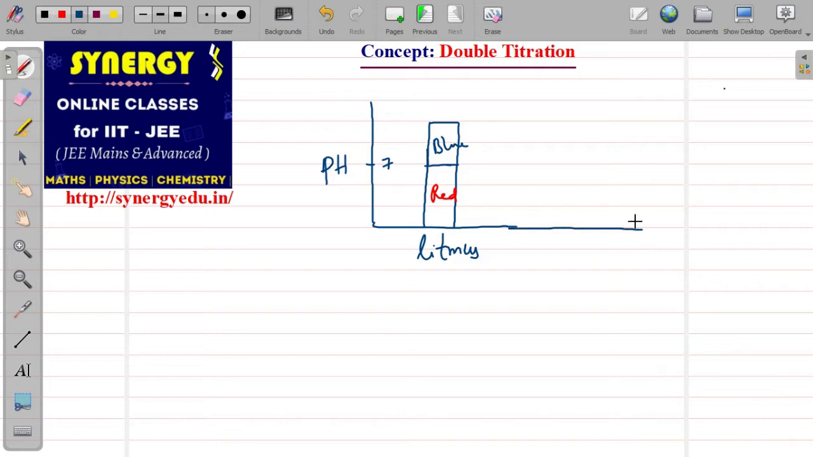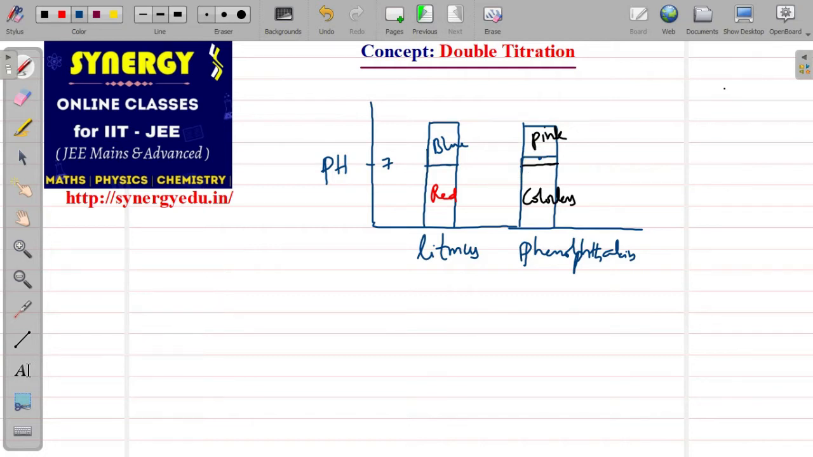Suppose I take phenolphthalein as the indicator. Don't expect that below pH 7 it is colorless and above 7 it is pink. Yes, in basic medium it is pink and in acidic medium it is colorless, but it does not mean that below pH 7 it is colorless and above pH 7 it is pink. Even if a point falls somewhere here, greater than pH 7, still according to phenolphthalein it is an acidic point only.